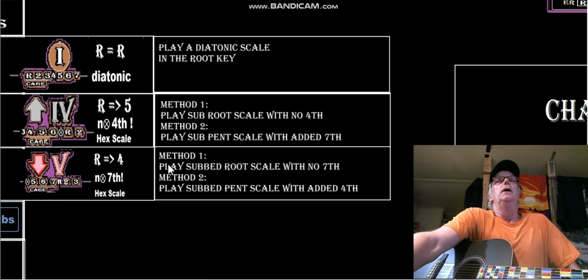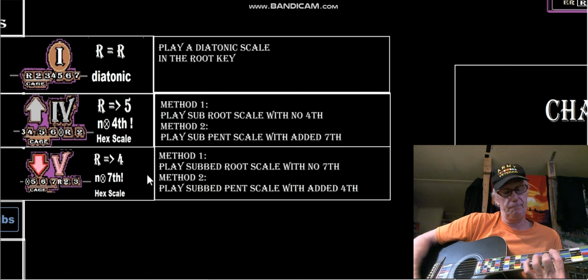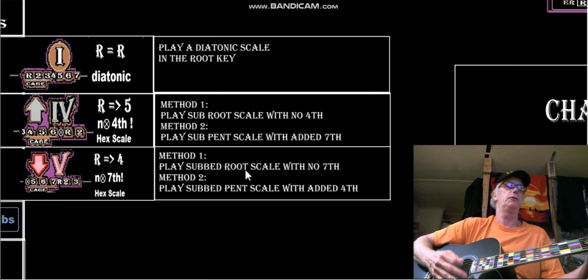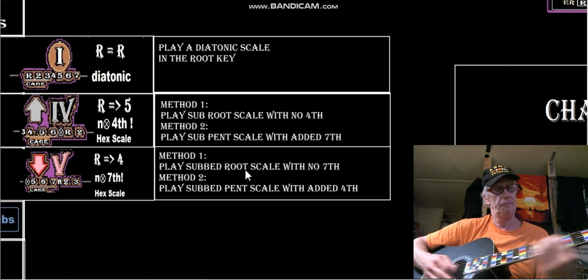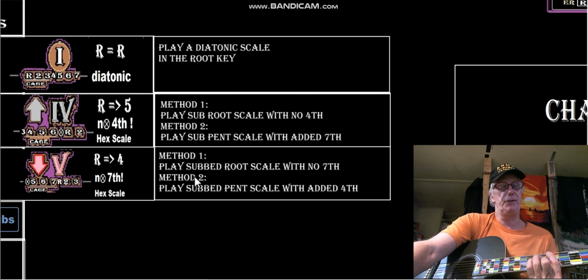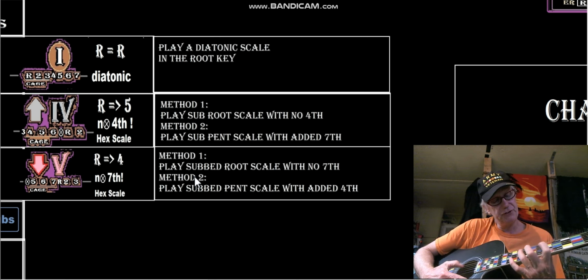Whoa. Now let's look at the 4th. We go to the 4th. The 5th rather, sorry. I'm going to the 5 here. Big 5 Mixolydian. Method 1. Play the sub. So remember this 1, 4, 5. We're going to play the sub root scale with no 7th. Okay, so it's the root scale, root 2, 3, 4, 5, 6, no 7, root 2, 3, 4, 5, 6, no 7.